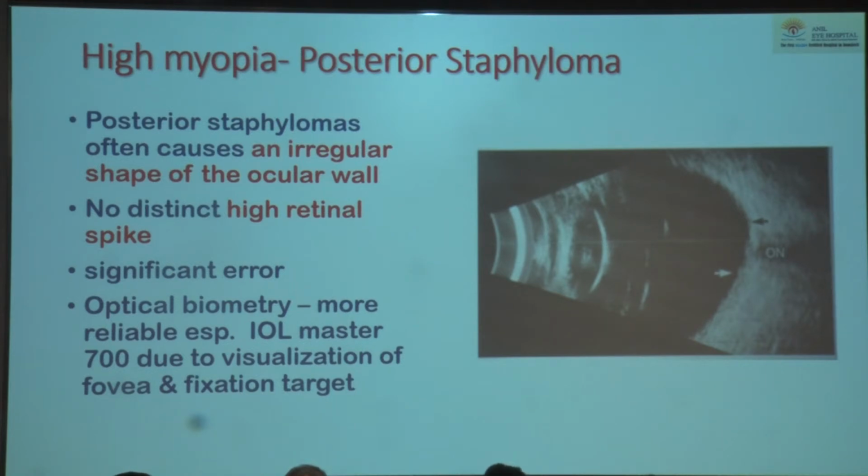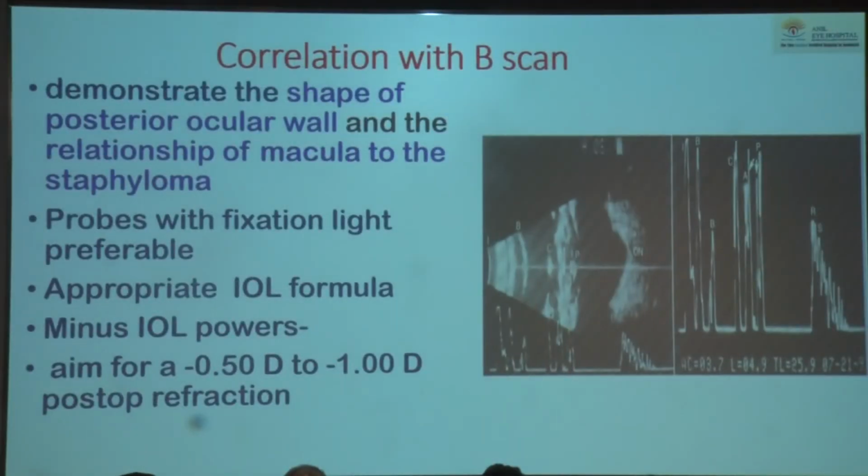So I would always recommend an optical biometry, especially an IOL Master 700, because you use the fixation target and you can see whether the fixation is right or not. And always in these cases, it's a good idea to correlate with the B scan. Even if you're using an immersion, you can use probes with the fixation light, and that always makes a difference. And please instruct the patient to look, otherwise you can go really haywire.